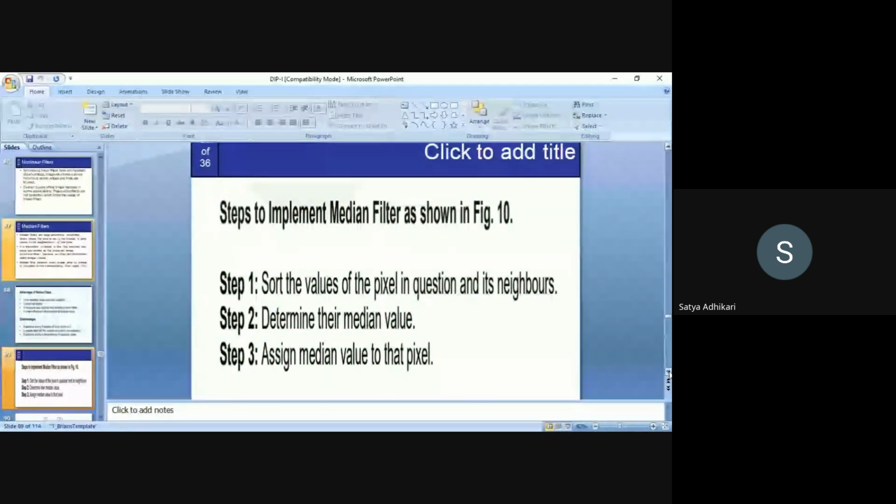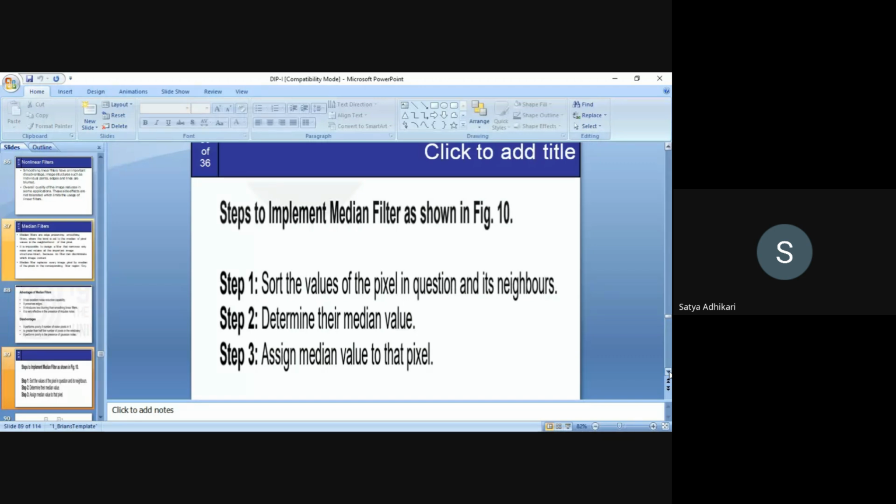Steps to implement the median filter. How do we implement the median filter? What is the work of the median filter? How does the median filter work? These are the steps. First, take the values of the pixel in question and its neighbors.